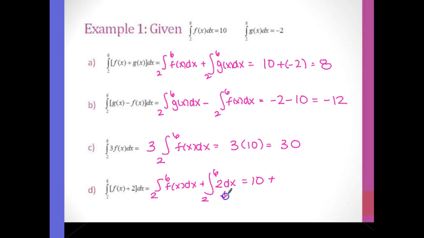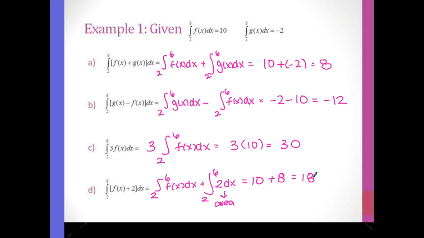Constant. So we know how to use area to evaluate an integral. So if it's a constant, exactly, you take the difference between the two bounds. So 6 minus 2 is 4. And then a height of 2. So that means the area of this rectangle would be 4 times 2, or 8. So the area plus the integral we were given is 18. Good?